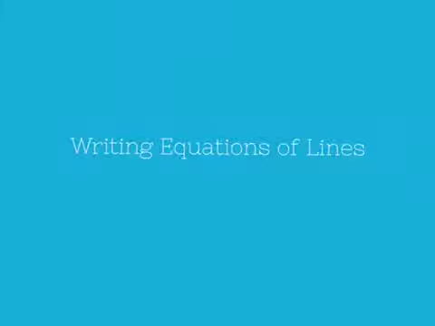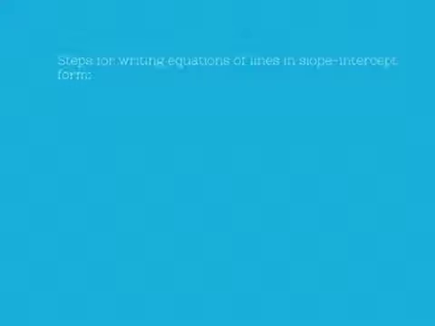Now we're going to talk about writing equations of lines. For most of these, we're going to end up writing the equation of our line in slope-intercept form because that's generally the easiest form. It gives us the best information, the slope and the y-intercept. So we're going to walk through the steps that you need to do this.